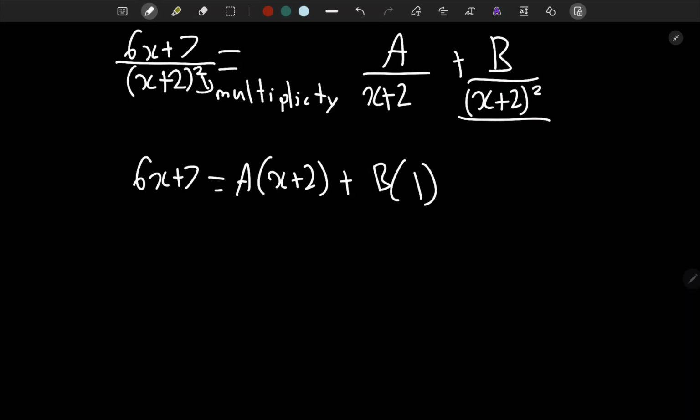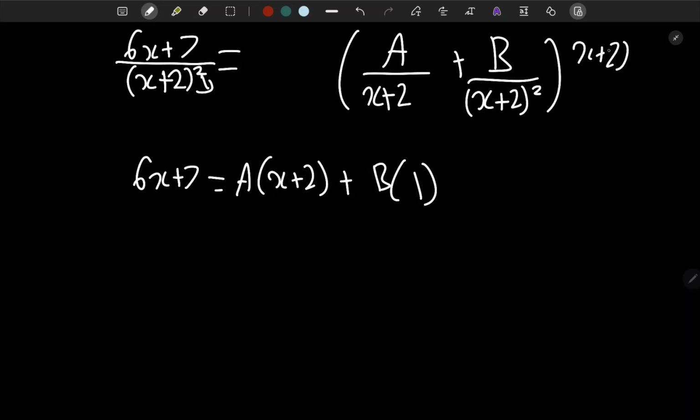And if the cover up method is not clear, you can always just multiply the entire thing by x plus 2 squared. So here 1x is going to cancel out, and this is going to be 1, and then for the other ones it's just going to cancel out the entire thing, so like this. And now we substitute x as -2.